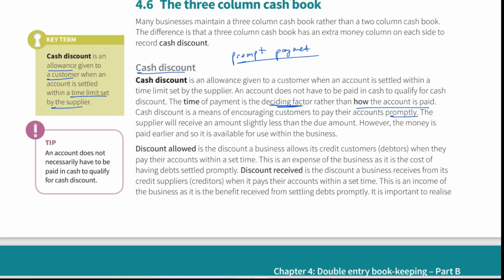The supplier will receive an amount slightly less than the due amount. However, the money is paid early and it's available for other uses. That's one thing. And another thing is, if you don't have such encouragement, the customers will just keep delaying the payments and some of them will even forget about it. They won't even pay. So if you encourage them by giving discounts, they will prefer paying you first because you're giving them a discount if they pay within a set limit.